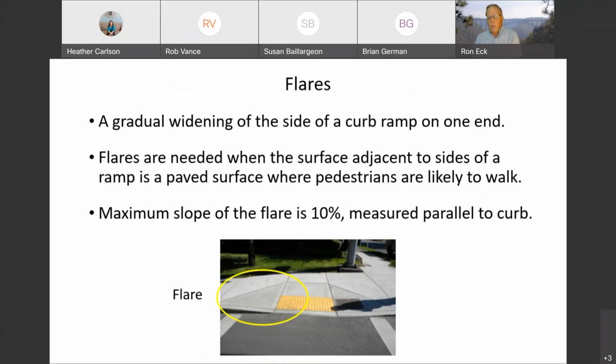Flares. This is the gradual widening of the side of a curb ramp where the ramp is within a pedestrian circulation path, where that is where pedestrians are likely. The maximum slope of the flare is 10%, and that's measured parallel to the curb. And interestingly, these flares are here really strictly for the safety of able-bodied pedestrians. They're not part of the pedestrian access route.